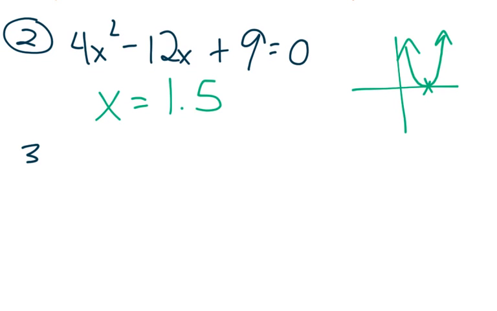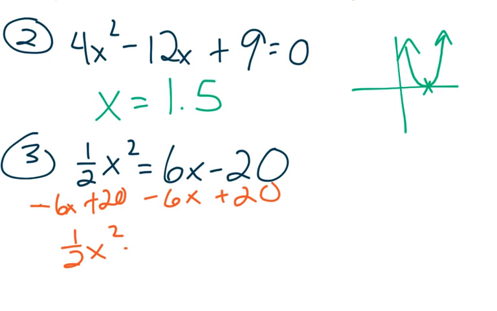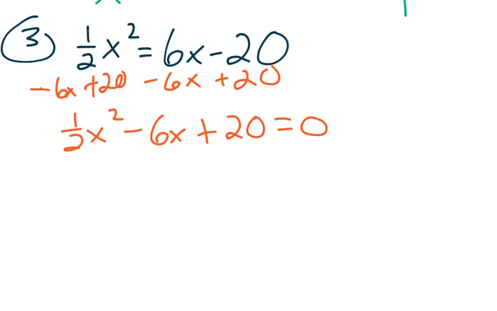And number 3, let's try 1/2 x squared equals 6x minus 20. This is a perfect example of it's not equal to 0, but we need to make it equal to 0. And like I said, let's try to keep this x squared term positive. So let's move the 6x over to the other side by subtracting it. We'll also move the 20 by adding it. So minus 6x plus 20. So what we're going to have then is 1/2 x squared minus 6x plus 20 is equal to 0. And once it's there, this is what we're going to type into the calculator.